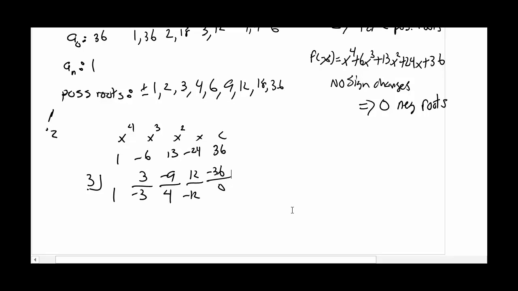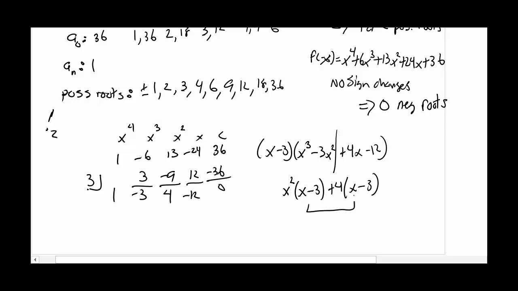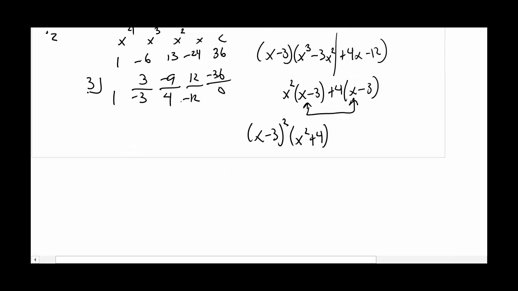All right, let me write this out so we can see what we've got so far. So we have x minus 3 in factored form, and we now have x cubed minus 3x squared plus 4x minus 12. Okay, ooh, you know what? That looks like a good candidate for factoring by grouping. Let's try that real quick. So I can take out an x squared, x minus 3, and then I can take out a 4 and get x minus 3. Okay, great, those two match. So we have x minus 3 squared, and then we have x squared plus 4 for that one. All right, so that's our factored form for our polynomial.